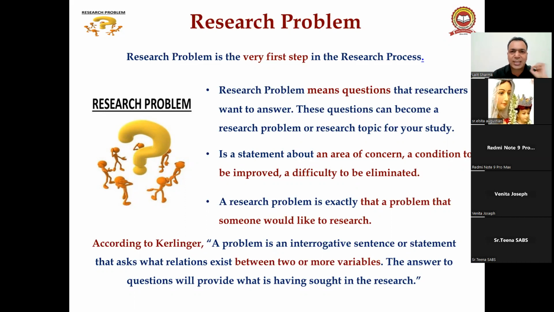Research problem means questions that the researcher wants to answer. Okay, you are the researcher, you are the scholar, right? These questions can become a research problem or research topic for your study. It is a statement about an area of concern, a condition to be improved, a difficulty to be eliminated. A research problem is exactly that, a problem that someone would like to research. According to Kerlinger, one definition is given by Kerlinger on the research problem: a problem is an interrogative sentence that asks what relations exist between two or more variables. The answer to the question will provide what is being sought in the research.